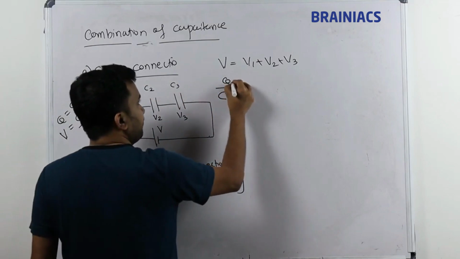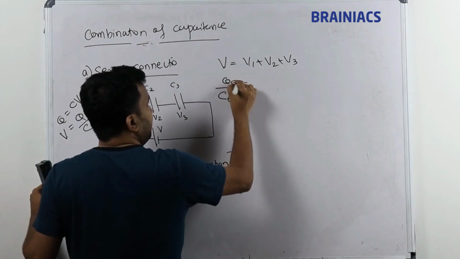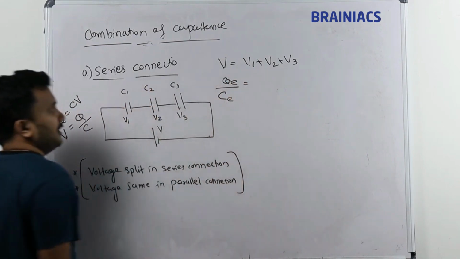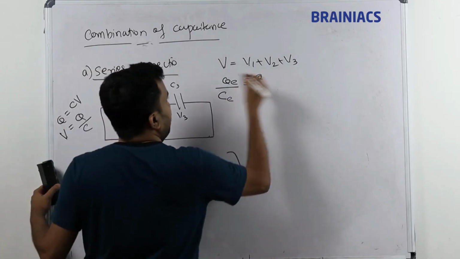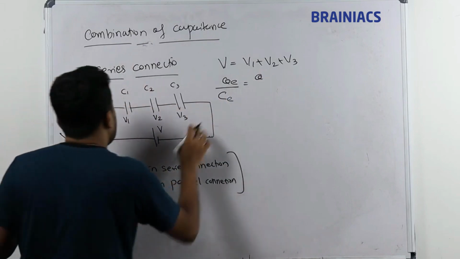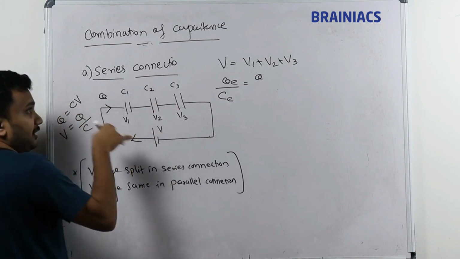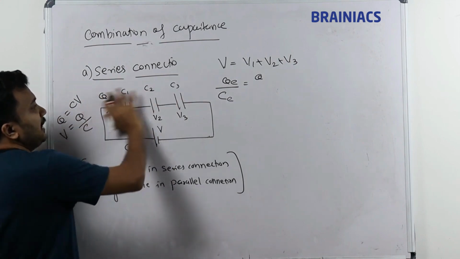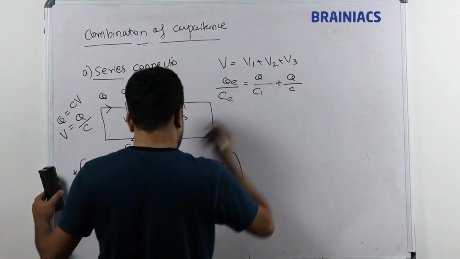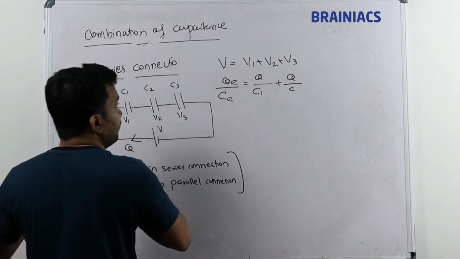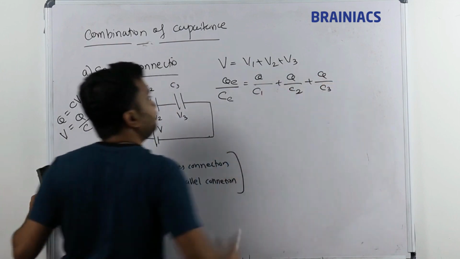So for the total voltage, I can say total charge and total capacitance, or normally we say effective charge and effective capacitance. Effective, total, all are the same. What is the charge? In series connection, if one charge is flowing here, the same charge flows over here. So Q by C1 plus Q by C2 plus Q by C3.